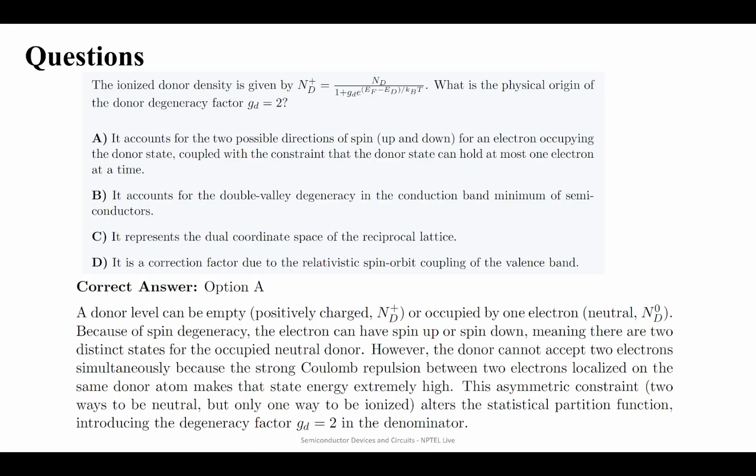on the same donor atom makes that state energy extremely high. This asymmetric constraint, two ways to be neutral but only one way to be ionized, alters the statistical partition function, introducing the degeneracy factor Gd equals 2 in the denominator.